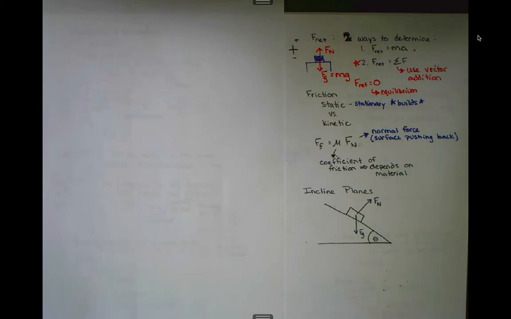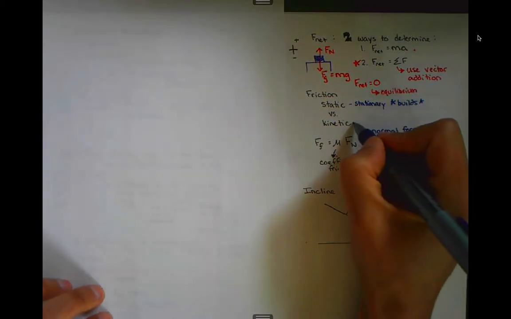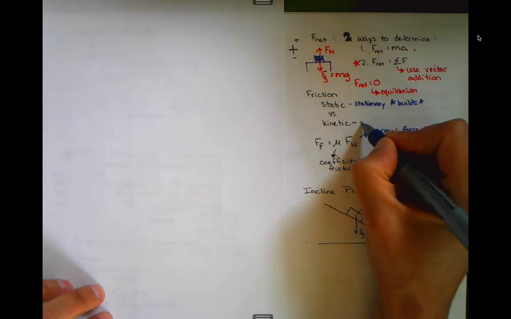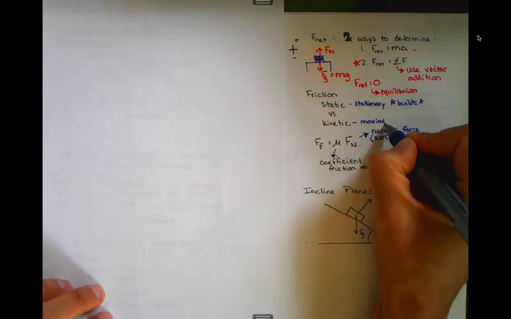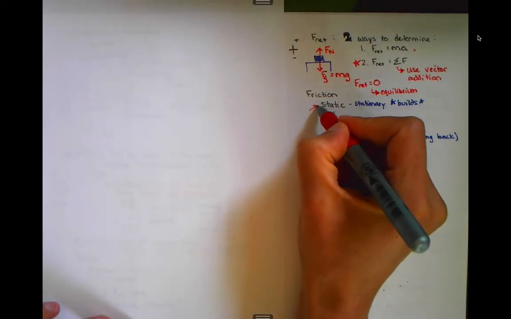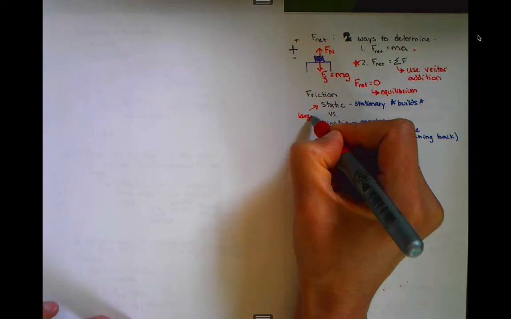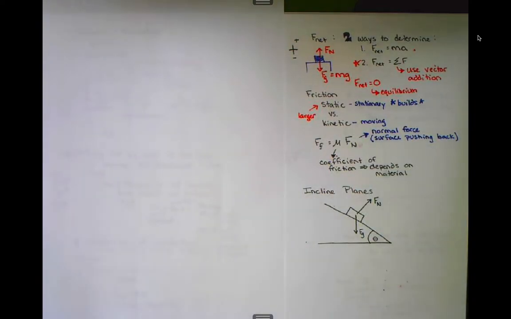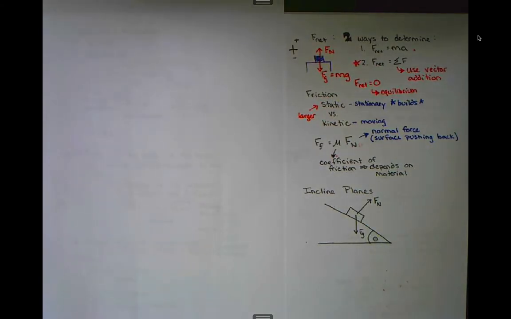And then once you overcome that static friction, now you've set your object in motion, and so you have kinetic friction. So this is when things are moving. Remember that static friction is always larger than kinetic. Right? It is easier to keep something moving than it is to set it in motion. Right? That goes back to Newton's first law. An object in motion wants to stay in motion, and an object at rest wants to stay at rest.